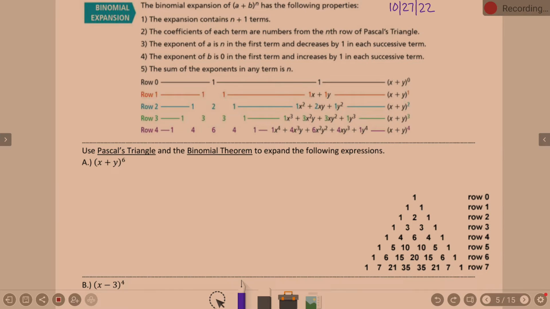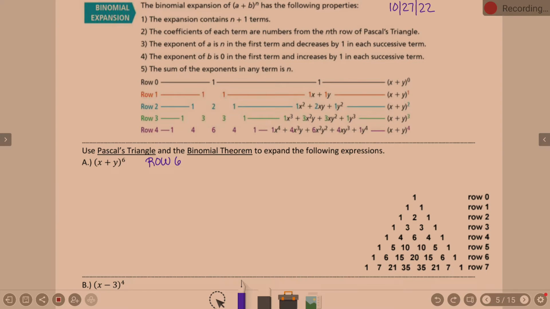Example A is x plus y to the 6th. Because it is a power of 6, what row am I going to use in Pascal's triangle? Row 6. Genius, right? Okay, so we're going to use row 6. The first thing I'm going to do is write out the numbers in row 6. And I'm going to space them out pretty much all the way across my page so I have room to fill in my missing pieces.